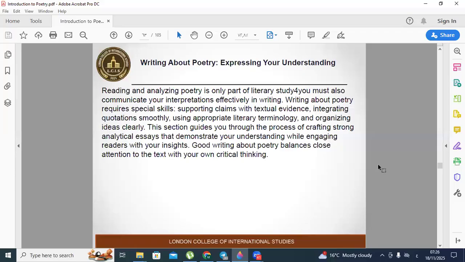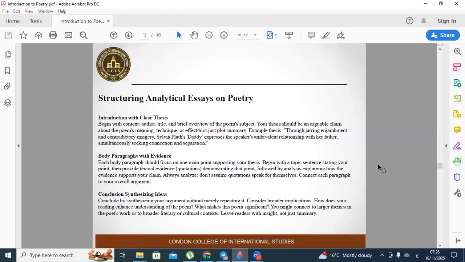Now let's go to structuring analytical essays. Let's discuss essay structure. Your introduction should provide context: author, title, publication date if relevant, and a brief overview of the poem's project or subject. Your thesis should be an arguable claim about the poem's meaning, technique, or effect, not just a plot summary.